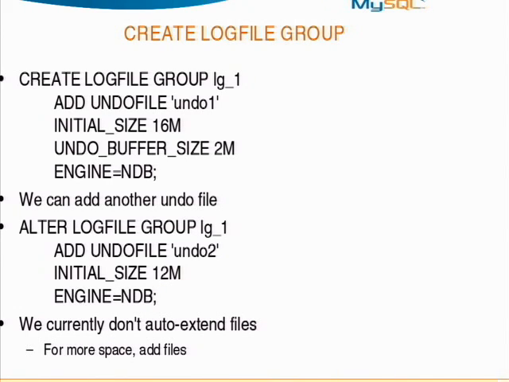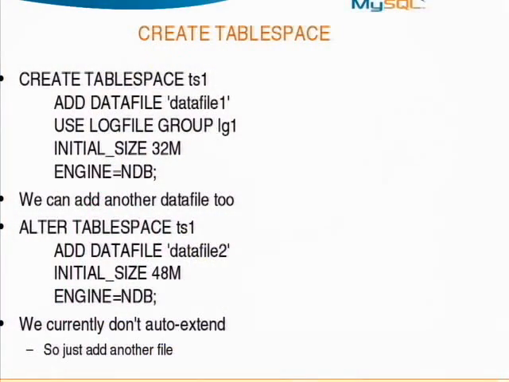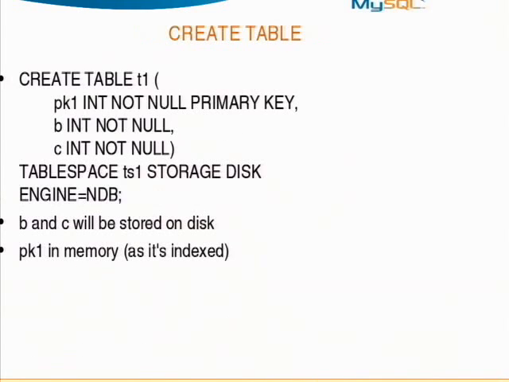You can also add another one, pretty simply, alter log file group. We also don't currently auto-extend files, but you can always add more files to it. And we do plan to have auto-extend in there in a future release. Tablespace, the same thing. Very similar, create tablespace, give it a name, a data file, how big you want it, engine equals NDB. You can also add stuff to it as well. And we also don't auto-extend these.